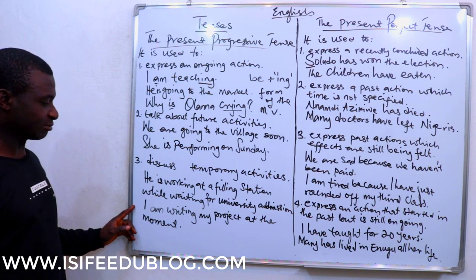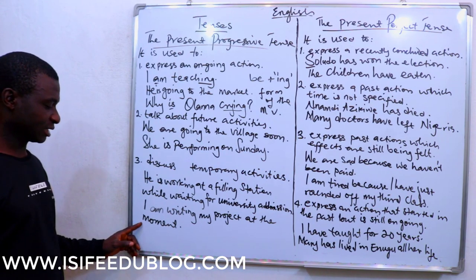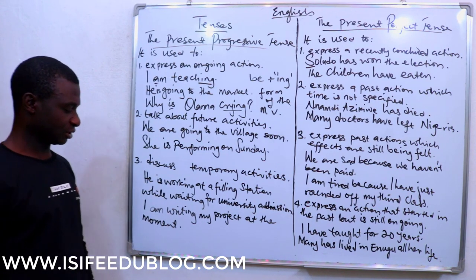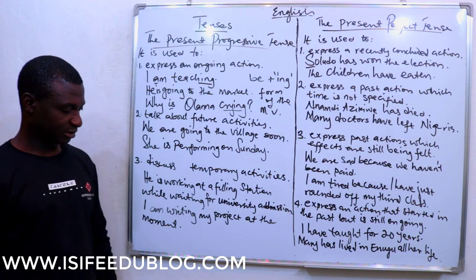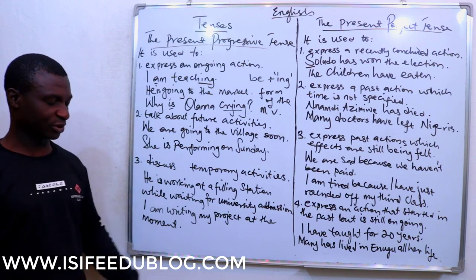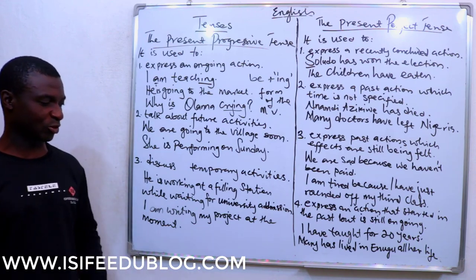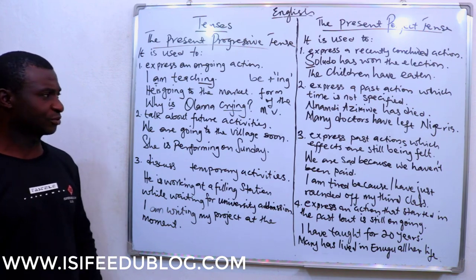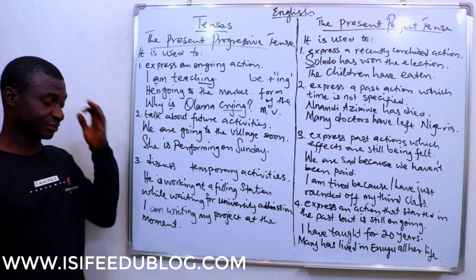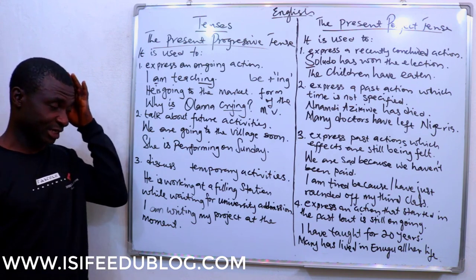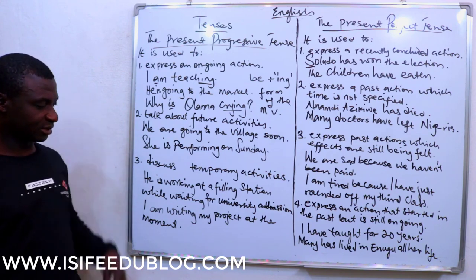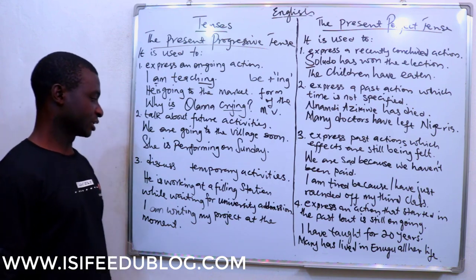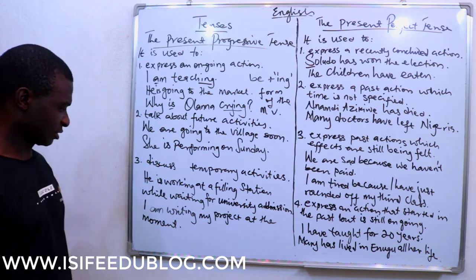I am writing my project at the moment. That means the project, of course, won't last forever. It's for a short while. It's concluded, and other activities continue. So when it is something that is temporal, remember that the tense can be present progressive form.